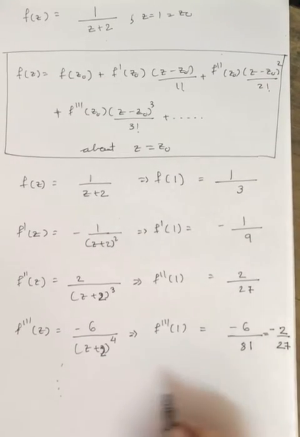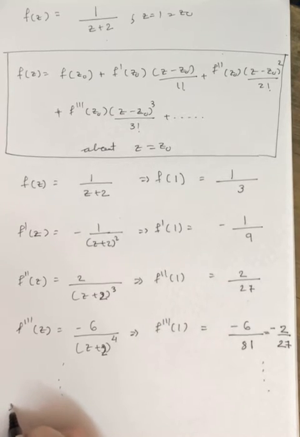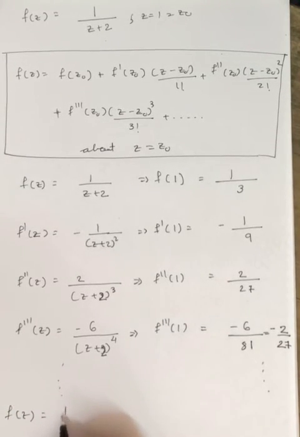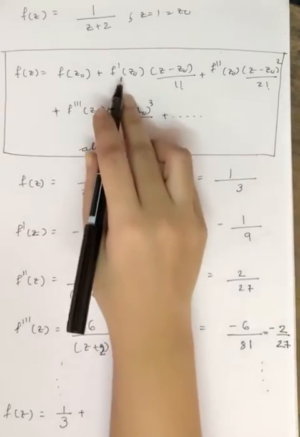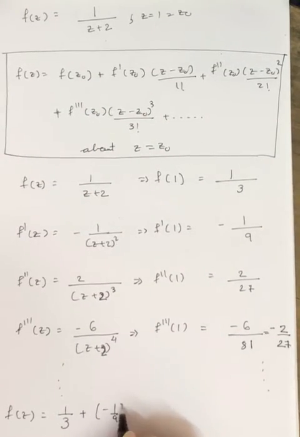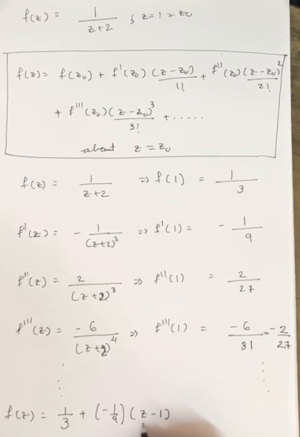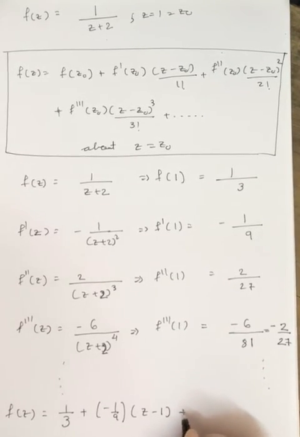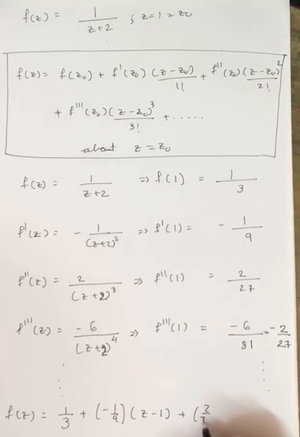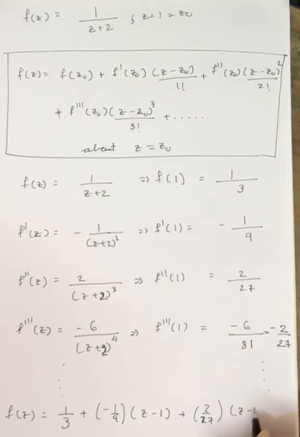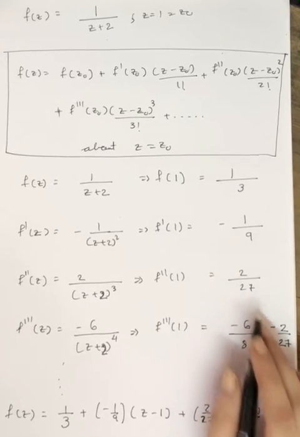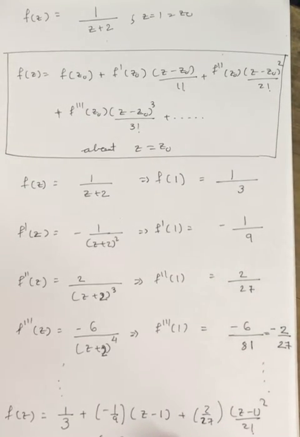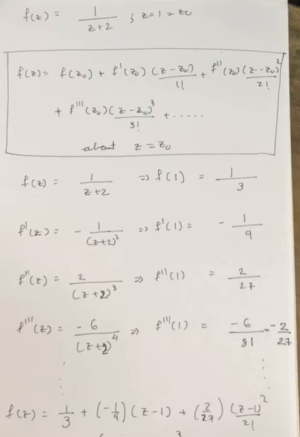All right, so once we have them, we can just plug these values into the series, and you see that the first derivative term is minus 1 by 9 upon z minus 1 upon 1 factorial, no need to write, plus 2 by 27 into z minus 1 square upon 2 factorial, plus minus 2 by 27 upon z minus 1 cubed upon 3 factorial, and so on.